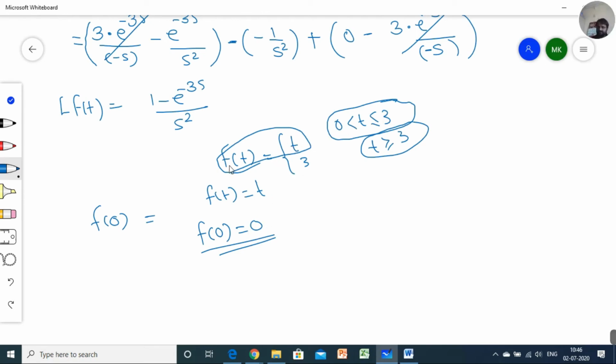But here the function f of t is equal to t, which we have taken. Why are we considering only this function? Because this function's limit point is 0 to 3, and the point t equals 0 that we are substituting here belongs to it. For this, you have to consider only this function; you cannot go to the second function. Hope the things are clear.